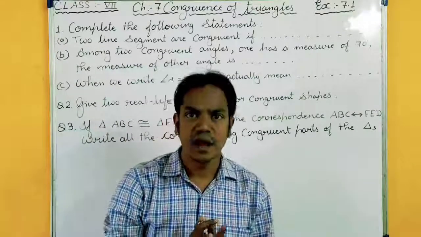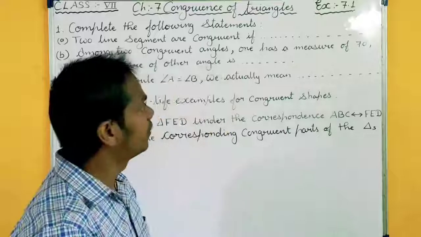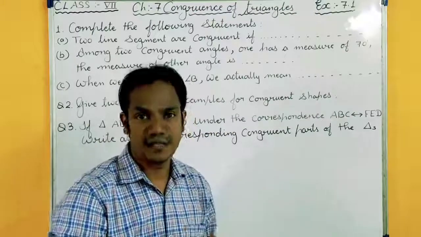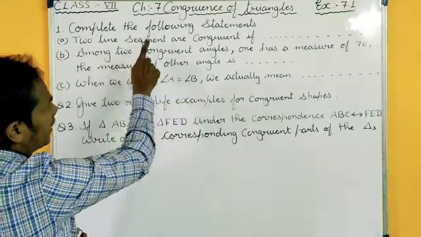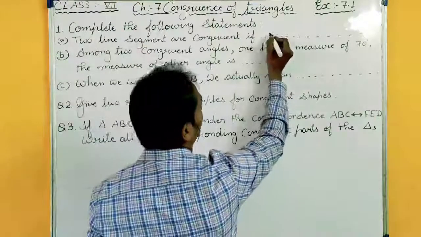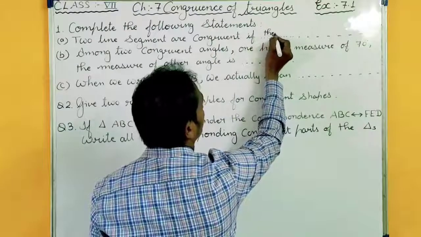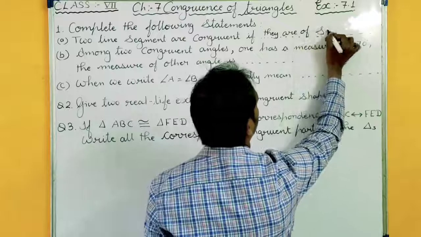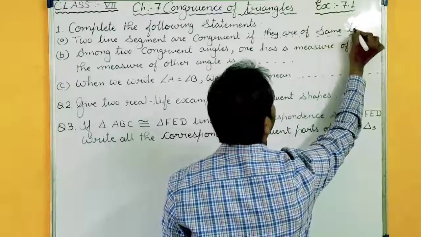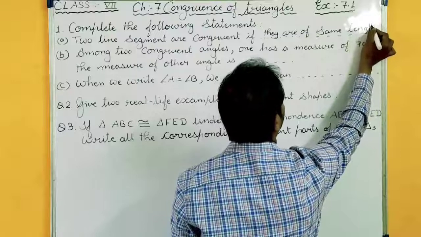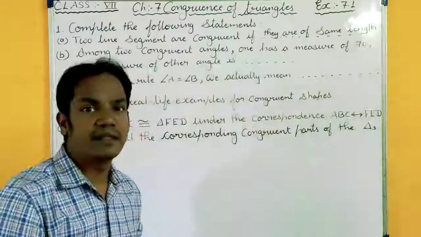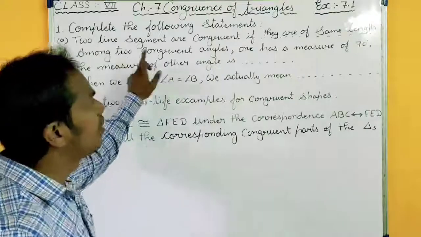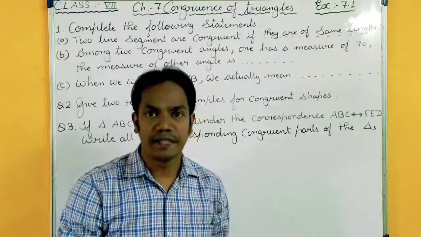Two lines can only be congruent if their length is the same. So two line segments are congruent if they are of the same length. Okay, two line segments having the same length are called congruent line segments. Congruent means same.